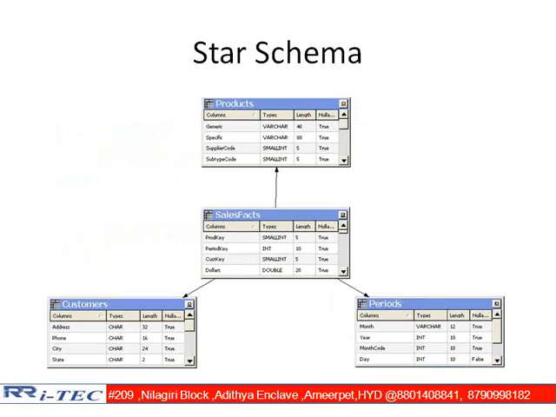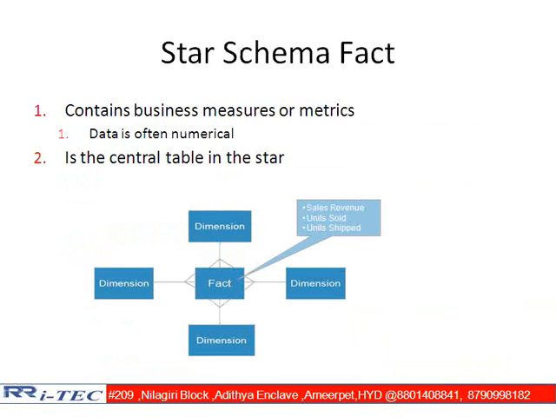Next one, this is the star schema example, it looks like this. Star schema fact table: what do you mean by fact table? Fact table is the one which contains measures like sales revenue, units sold, units shipped. The measures are always in the format of numerics only. It is the central table in the star. Whatever is available in the middle, I can say is the fact table.